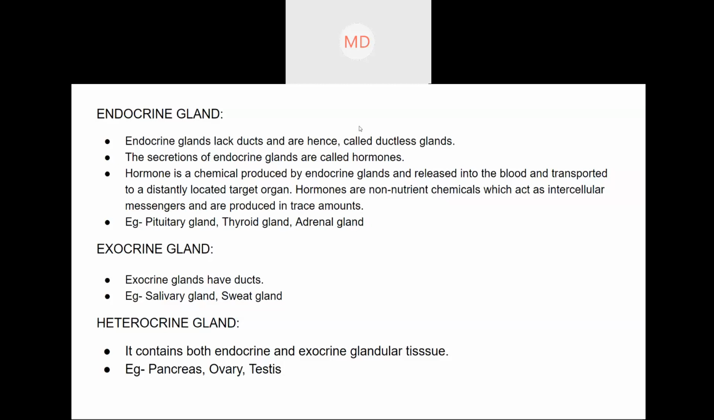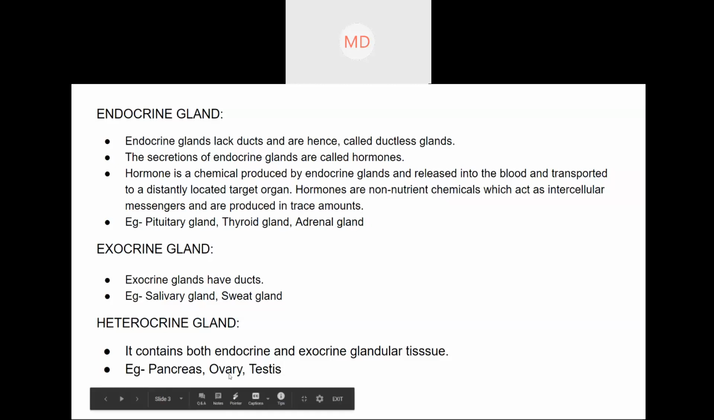Ovary. Do you know ovary? What is ovary? Ovary is from where the eggs are produced, for fertilization, for making babies. The hormones that are released by the ovary are estrogen and progesterone.